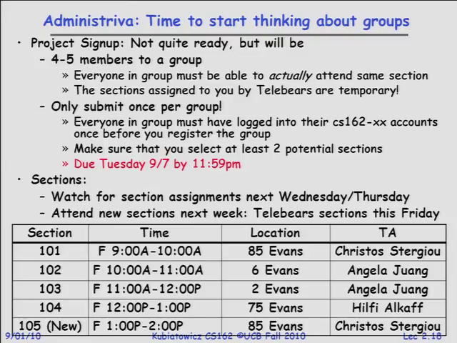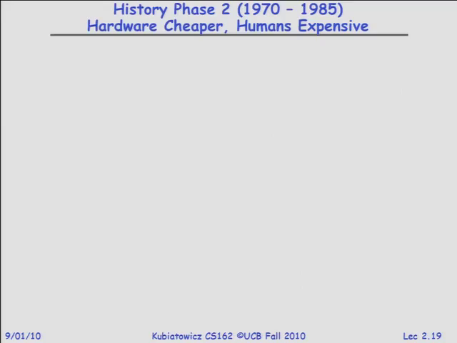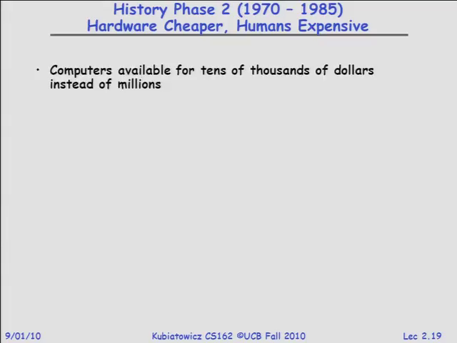So now what we'll do is we'll talk for a little bit more, and then I'll actually give you a real break. So let's talk about phase 2, as I would call it here, which is hardware is getting cheaper, humans are now expensive. Okay, so this is a new mode. And basically, you can buy a computer for a few $1,000s as opposed to millions of dollars. That's kind of interesting. Operating systems technology is finally maturing in this time frame.